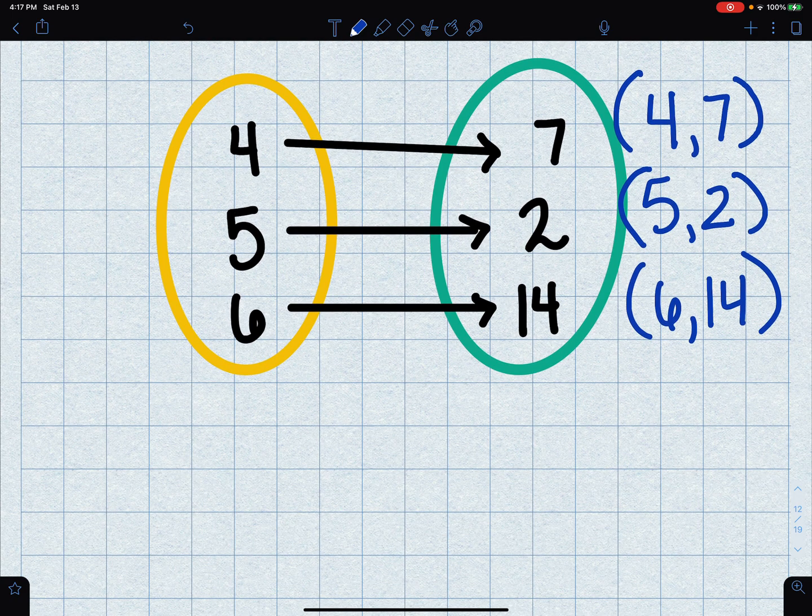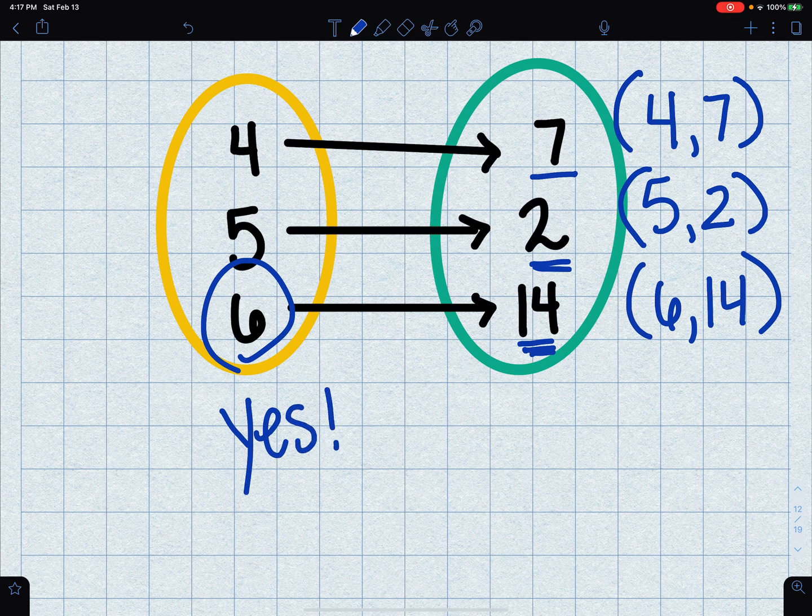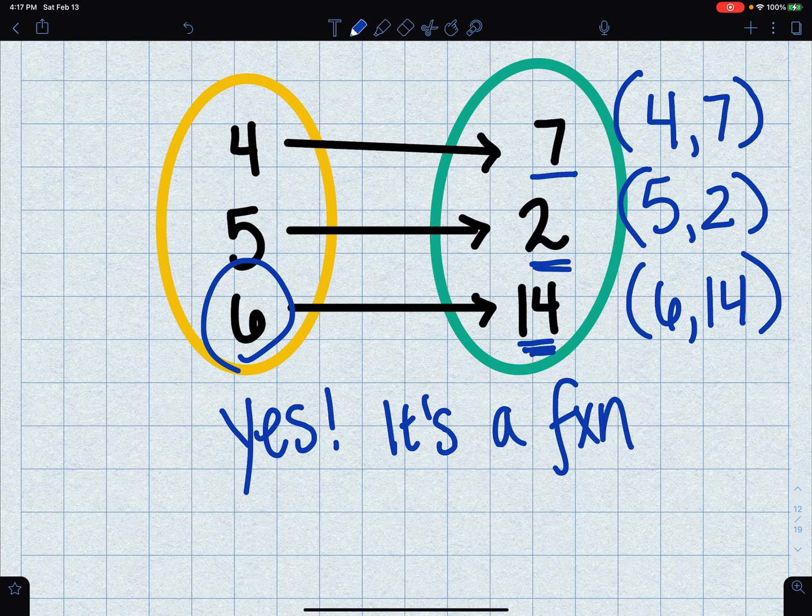That's great, because I know if I want a 7, if I want my donuts, I need to put in 4. If I want my chips, I need to put in 5. If I want my whatever, I need to put in 6. So that works. That's a great vending machine. I'm going to say, yes, this is a function. Why is it a function? Because there's one image and only one image for each member of the domain.